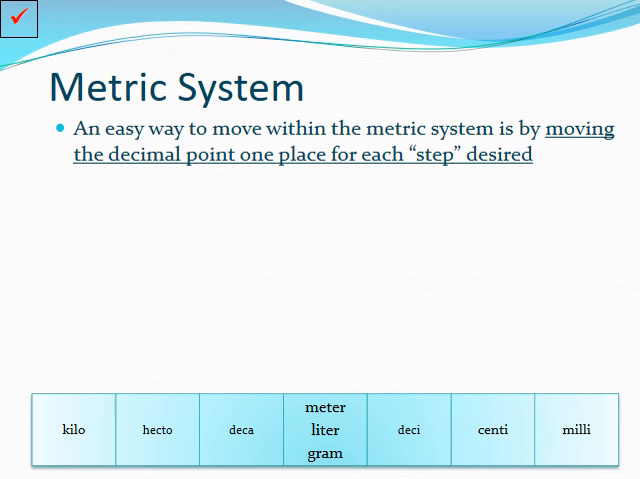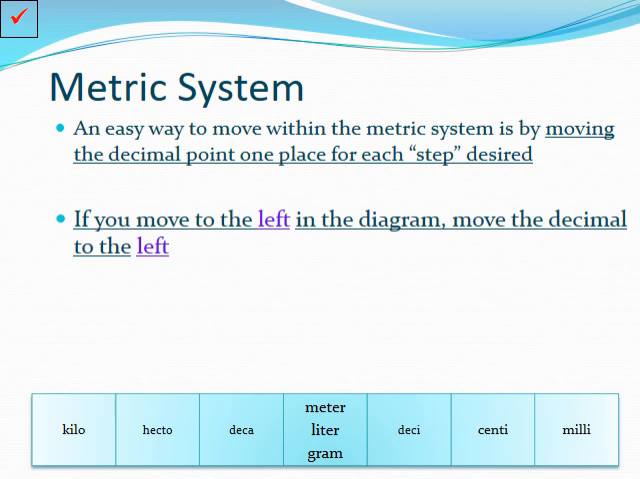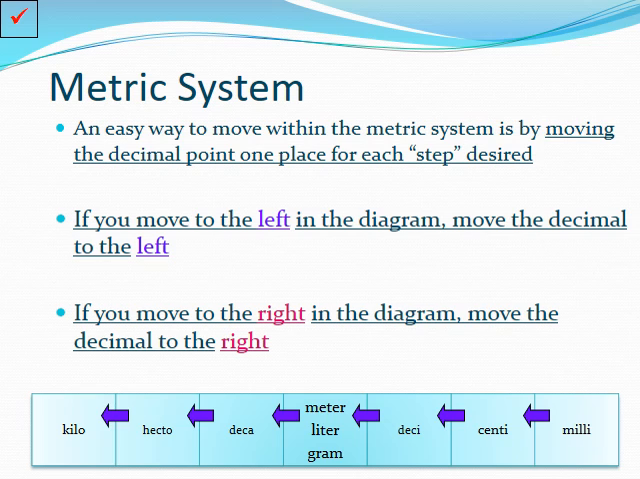Now, the easiest way to move within the metric system is by moving the decimal point one place for each step you desire. So if you move to the left in the diagram, you'll be moving the decimal point to the left. So if you're going from milli towards kilo, you move to the left. And if you move to the right in the diagram, so from kilo towards milli, you would move to the right.